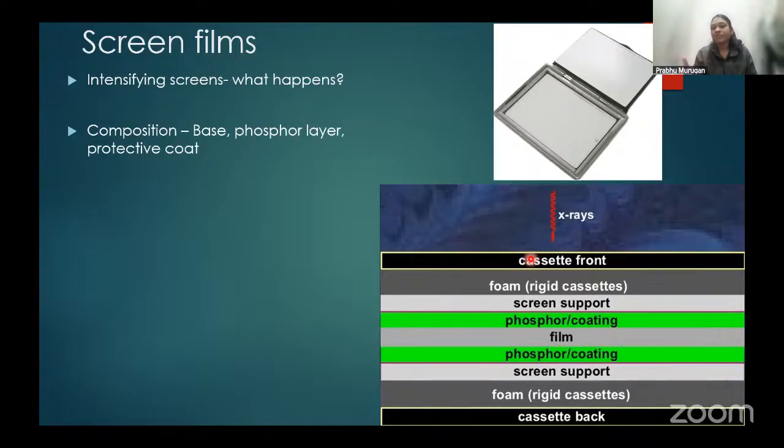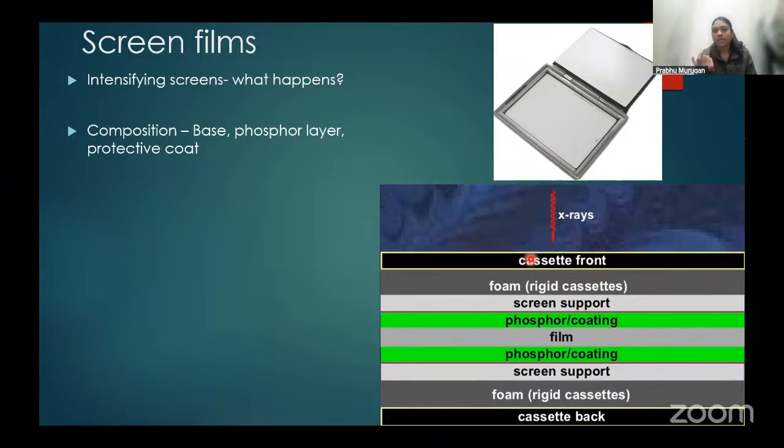Whenever there is an advantage, obviously there is going to be a disadvantage. A disadvantage of intensifying screens is that they have a reflective layer. This reflecting layer tends to induce some kind of backscatter. Because of that, it creates some amount of low resolution and a little bit of image unsharpness. This is why we don't make use of intensifying screens in intraoral X-rays. And also it's not necessary.